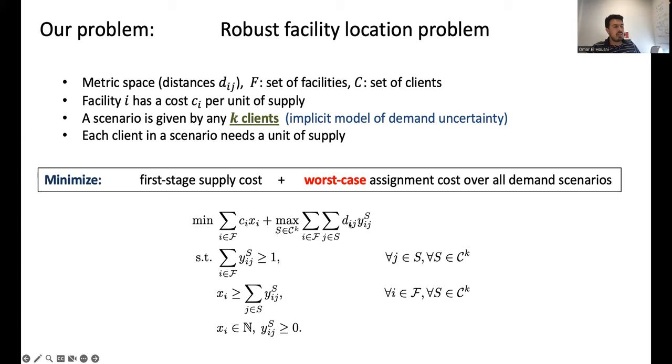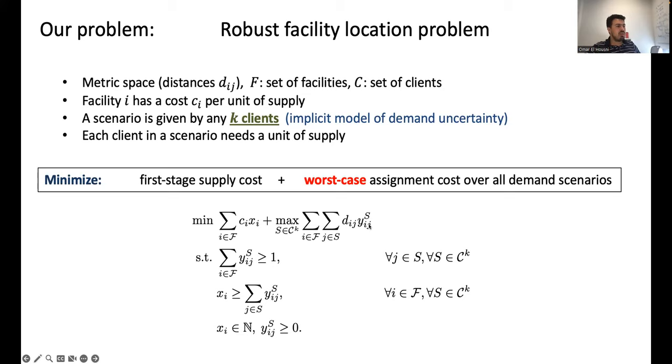The constraints again, the first one is such that for every scenario S, every client in that scenario needs to be satisfied. So Yij S should be greater than or equal to one. Then the last one, you should not violate the capacities of the facility. So if you put Xi units in facility i, well, you can use at most Xi units from there. So in every scenario, the number of units that you transport out of the facility should be smaller than Xi. So here I could relax Yij S, because the second stage is a matching problem, so by construction it is going to be integral.